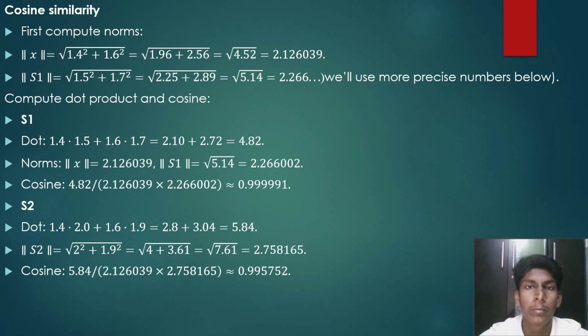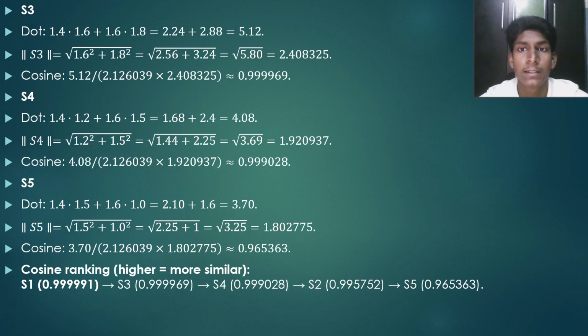Cosine similarity. Now we will be calculating the cosine similarity from S1 to S5. For S1 we have got an approximate value of 0.999991. For S2 we have got 0.995752. For S3 the approximate value is 0.999969. For S4 it is 0.999028. For S5 it is 0.965363. Ranking the cosine values, higher means more similar: S1, S3, S4, S2 and S5. This is the ranking we have got from cosine similarity.